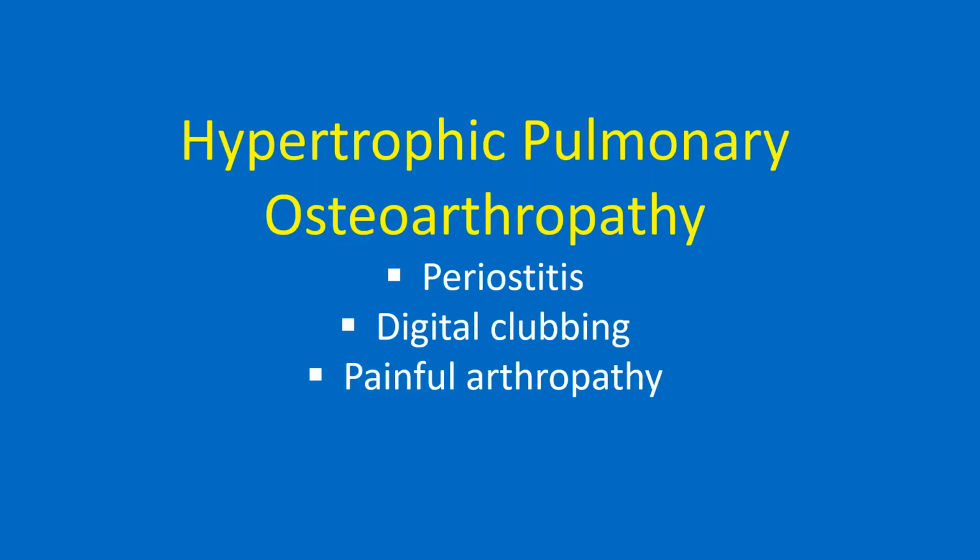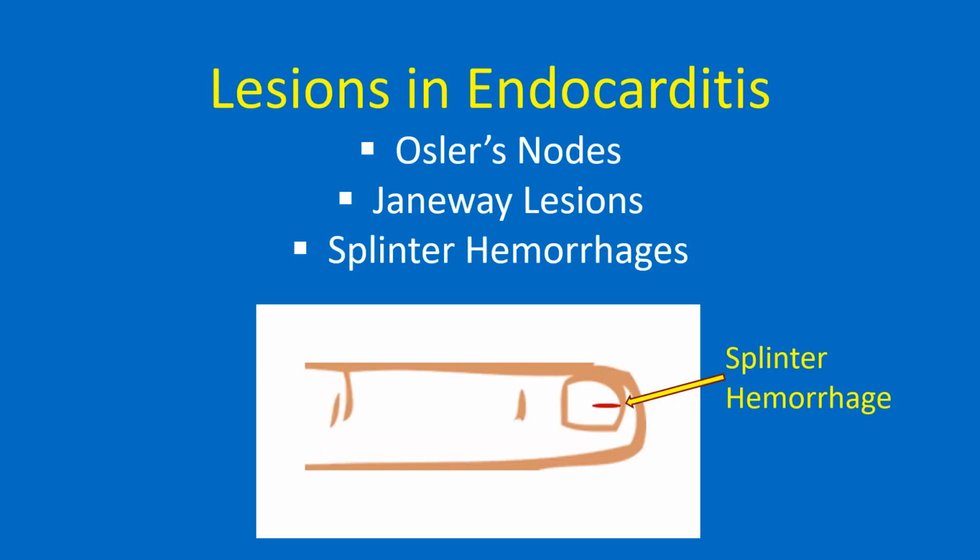Grade 4 or hypertrophic osteoarthropathy is not common in cardiovascular causes of clubbing, hence the term hypertrophic pulmonary osteoarthropathy. It is a triad of periostitis, digital clubbing, painful arthropathy of the large joints, and classical of lung cancer. Now on a few lesions in endocarditis.